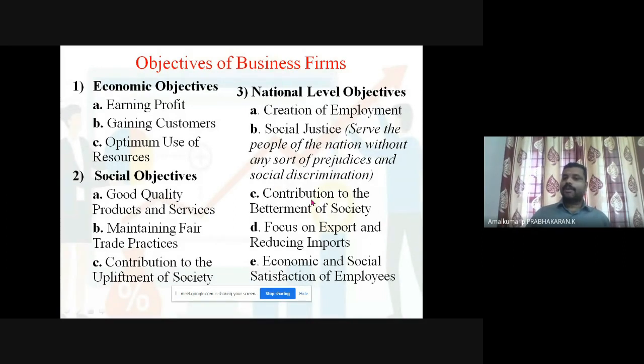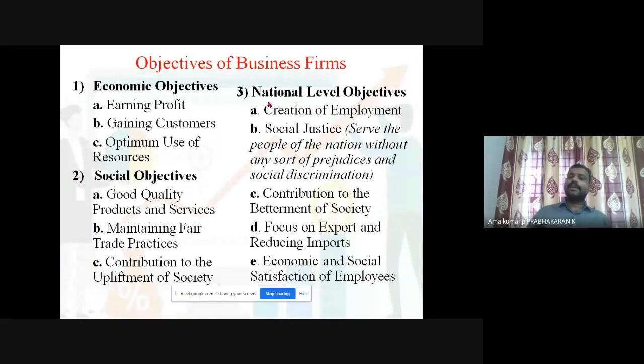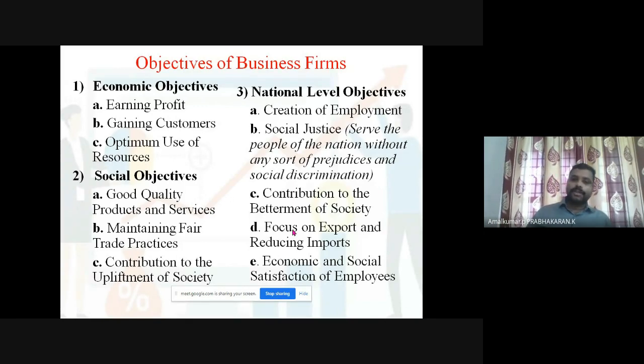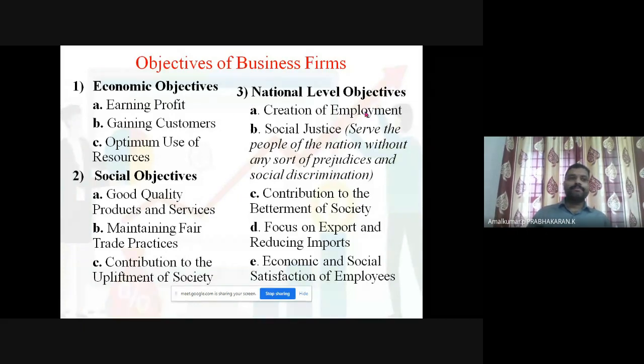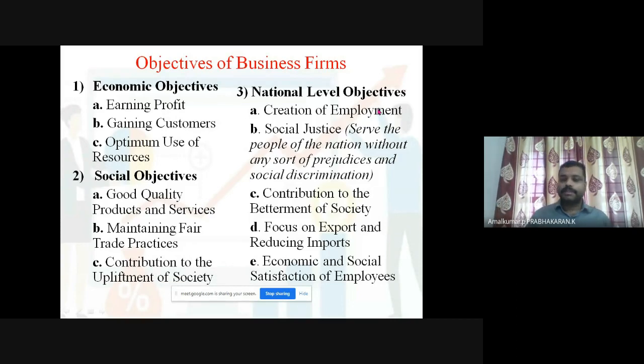Then another one is contribution to the betterment of society. They want to contribute more to the betterment of the society. It's a national level objective. And another one is focus on export and reducing the import activities. They focus on the export of the country, and also on reducing the import to the country. This is another national level objective for a particular firm or business unit.